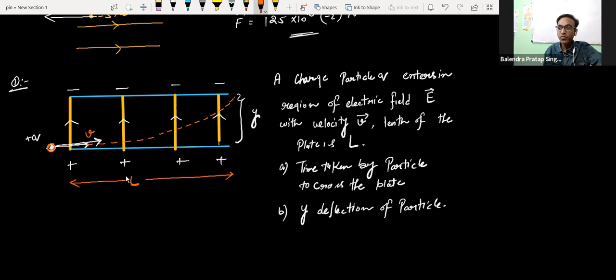First I'm going to solve for the time taken by the particle. So first note down the problem, write the complete problem, then I will solve it. Note it down. It's a very important problem.